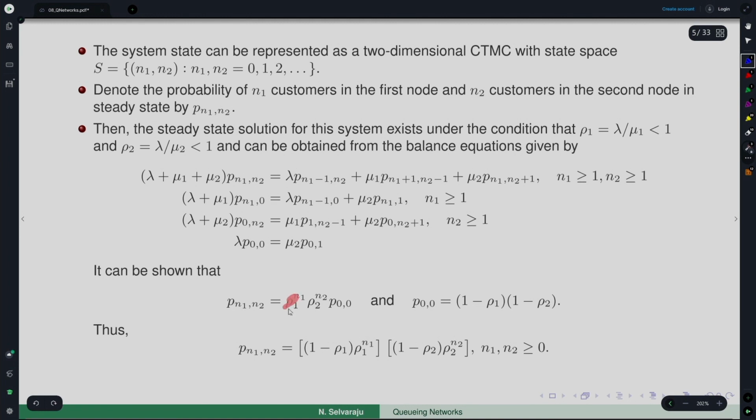There is nothing like rho 1 to the power n1 plus n2 or n1 n2 kind of terms, which you cannot separate out, whereas with rho 1 to the power n1 and rho 2 to the power n2, it is very simple. Anything that is a function of n1 and a function of n2 multiplied by a constant is what should be the form, and that is what is called a product form network.